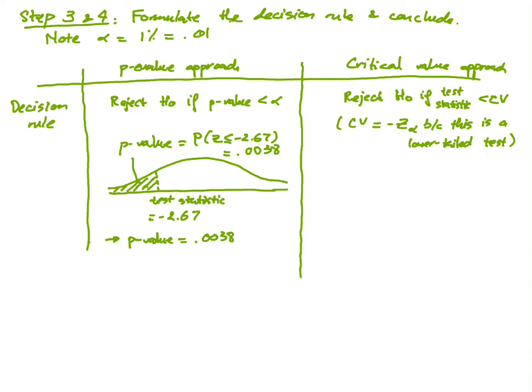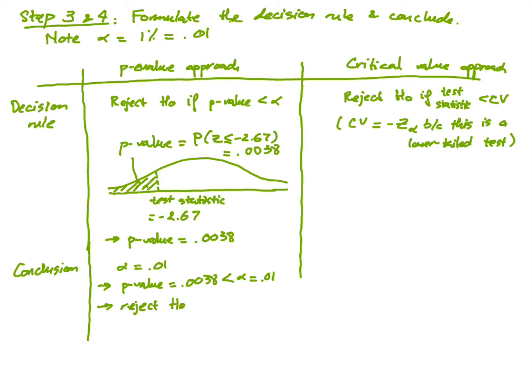Now, given that p-value, what's going to be my conclusion? Remember, alpha is 0.01. So the p-value of 0.0038 is less than alpha. So our conclusion is that we reject the null at 1% level of significance.